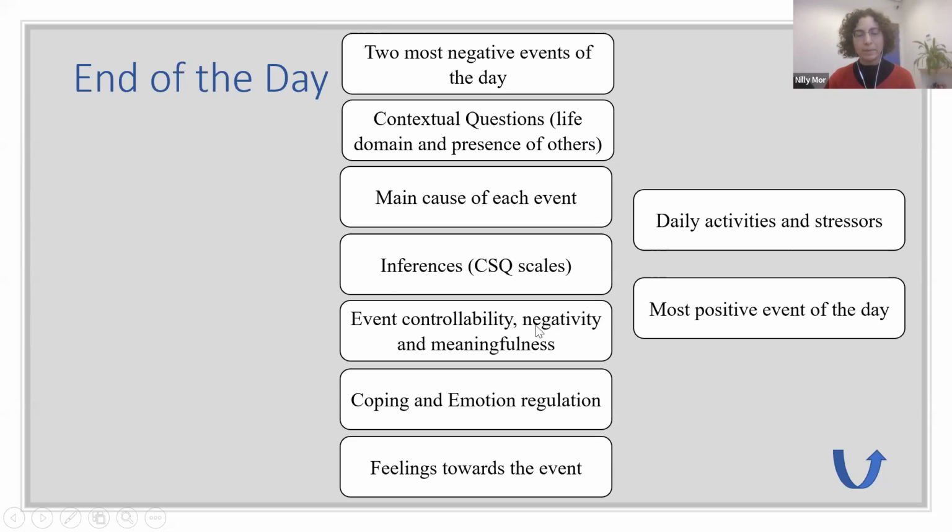Again, we asked them about controllability of the event, negativity and meaningfulness. We asked them about their coping with the event and emotion regulation, the degree to which they engage in these 4 emotion regulation strategies I described earlier, and their emotional reaction, their feelings towards the event. We also asked them for general information about the day, daily activities and stressors during the day. And we ended with questions about the most positive event of the day.